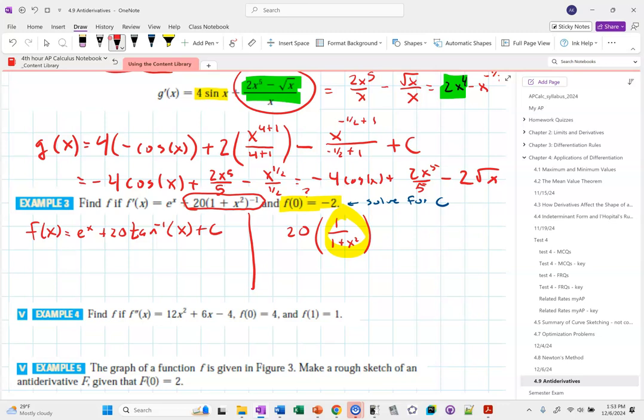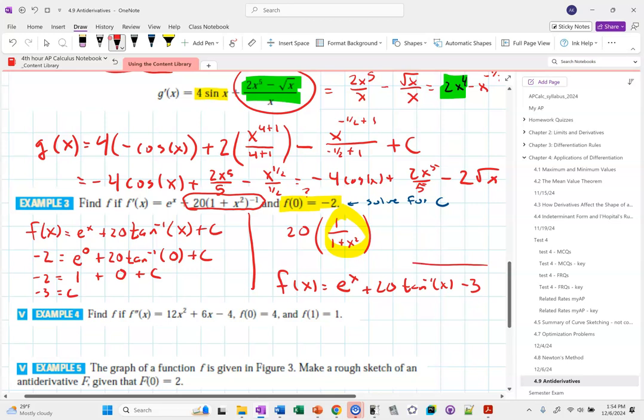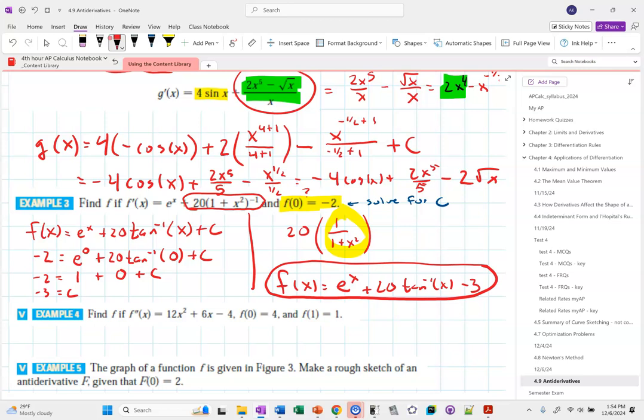Okay, and then it says f of 0 is equal to negative 2. So I have negative 2 equals e to the 0 plus 20 times tangent inverse 0 plus c. E to the 0 is 1. Tangent inverse of 0 is 0. So c has to be negative 3. So my final answer then is e to the x plus 20 tangent inverse x minus 3. Feel okay?